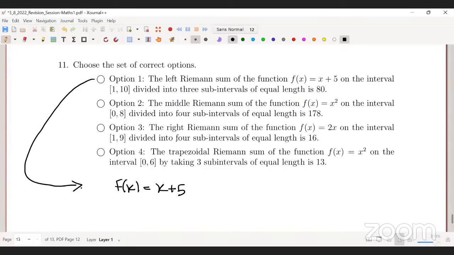So this is your function, right? And you need to find the left Riemann sum of this function on this interval. Okay, so this is now your interval. And what you need to do is divide this interval into equal 3 sub intervals.